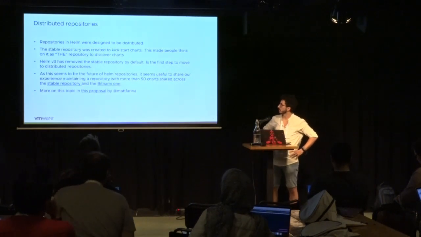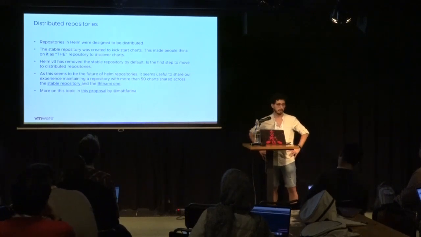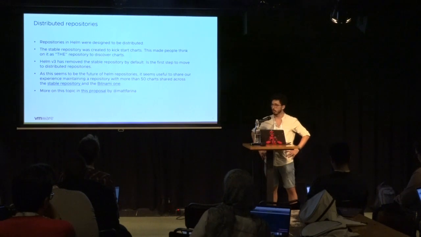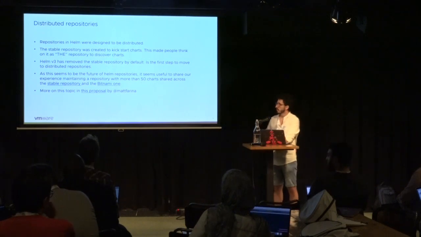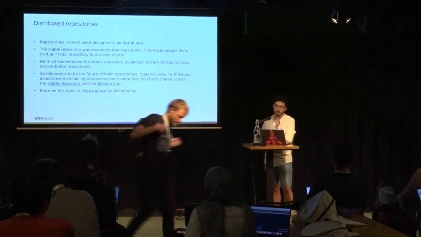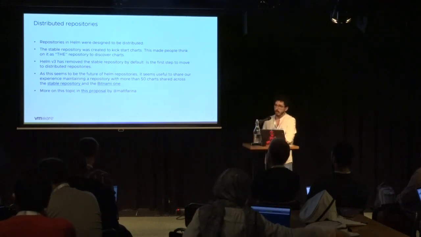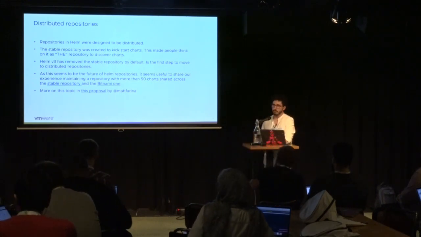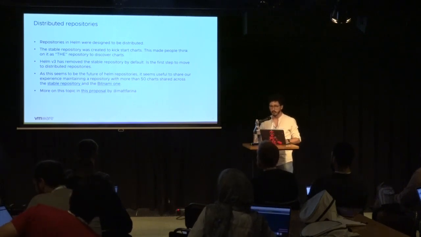Helm was designed thinking of distributed repositories since the beginning. We know this because of the Helm command line. You have options to list repositories, to add and to remove them. But only one repository is added by default. This is the stable repository from the GitHub Helm stable repo. This made people think that this is the repository where you should be looking for charts.